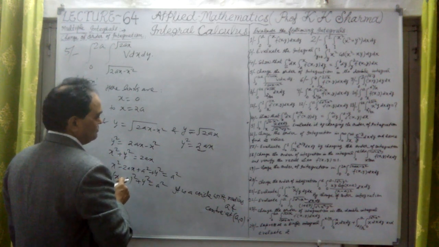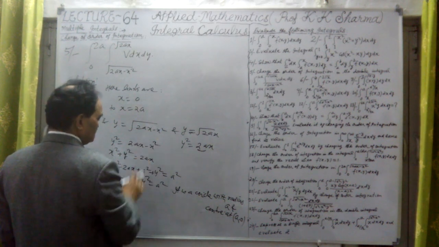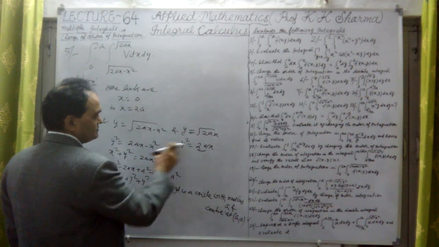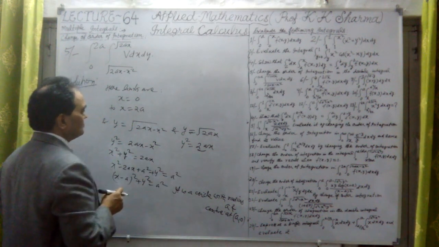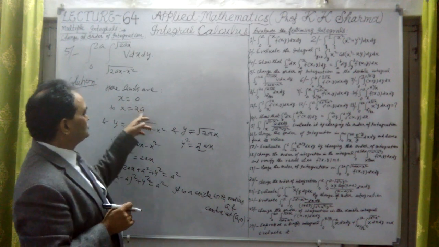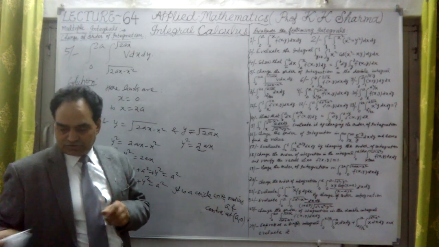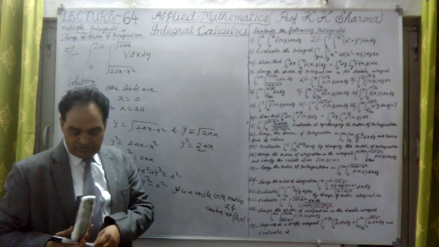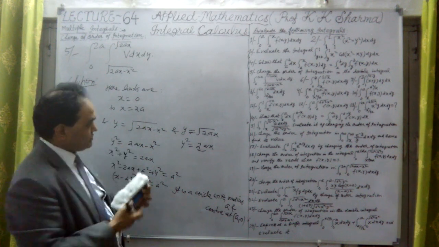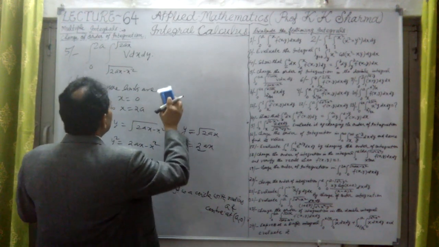Now let me put them here. This is the circle, this is the parabola. Let me draw the parabola and the circle. And then these two lines are given, x equal to 0 and x equal to this limit. Let me find out this. Okay, let me draw the figure here.